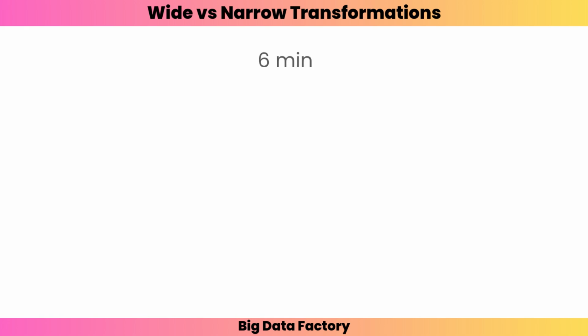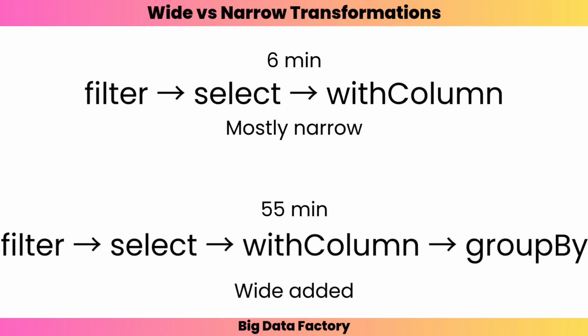Now let's go back to the story. Before the new requirement, the pipeline was filter, select, withColumn, mostly narrow transformations. After the new requirement, the pipeline became filter, select, withColumn, groupBy. That adds a shuffle. That adds at least one stage boundary that can add disk spill, network cost, and long tail tasks. So one line can absolutely change runtime. And now here is the practical part. How do we prove it?